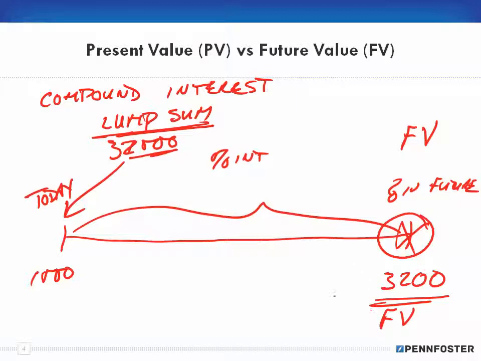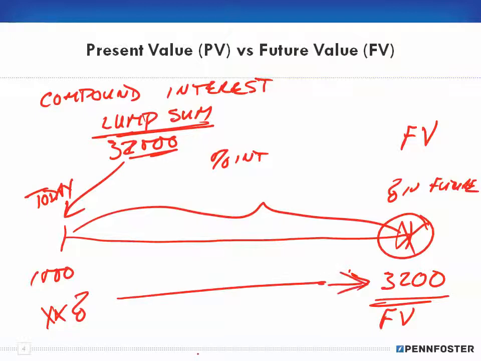We can say, here's a future value amount that I want. I need $3,200. How much would I have to put in today in order to get that $3,200? So we can actually work in reverse. We have a future amount, but I want to know what the present value is. I need to know how much it is worth today.